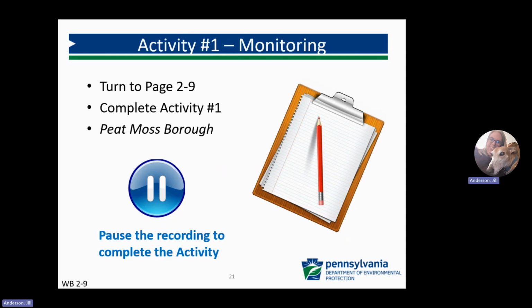Next, we have an activity to test your understanding. You can find activity number 1 in the workbook, beginning on page 2-9. It's a scenario using the fictitious Peat Moss Borough public water system. You may pause the recording now to work through the activity and answer the questions, and then come back to the recording. The next several slides will go over the answers to the activity.